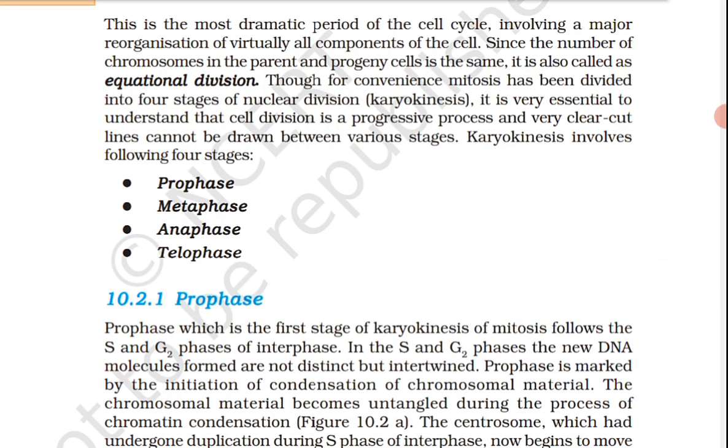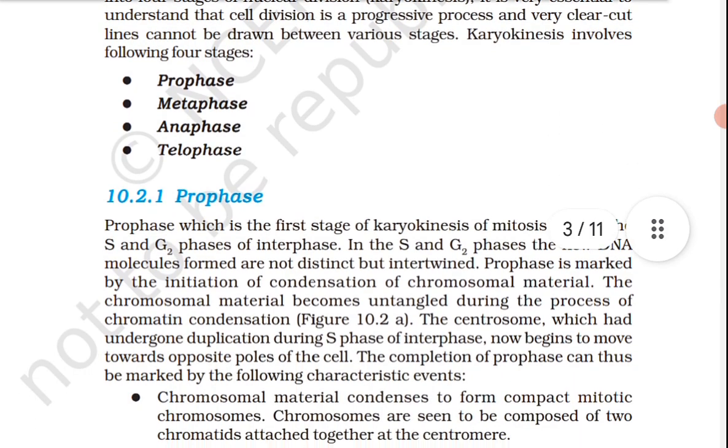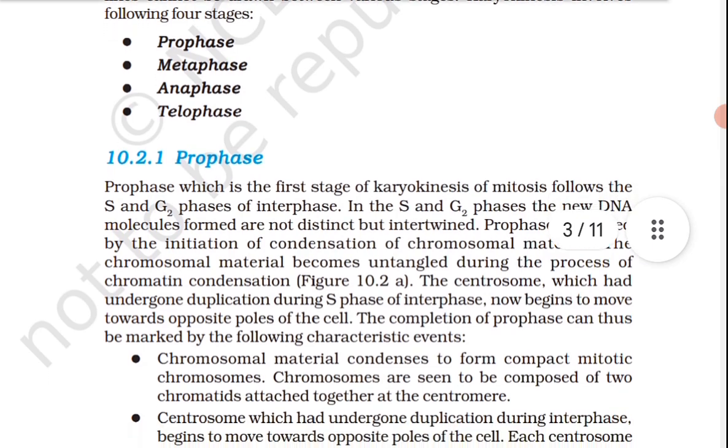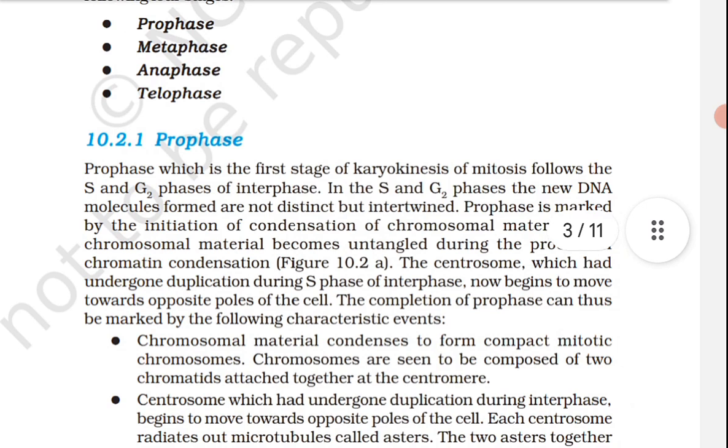So now let's proceed further. M phase. This is the most dramatic phase of the cell cycle, involving a major reorganization of virtually all components of the cell. Since the number of chromosomes in the parent and progeny cell is the same, it is also called equational division. Though, for convenience, mitosis has been divided into 4 stages of nuclear division, karyokinesis.